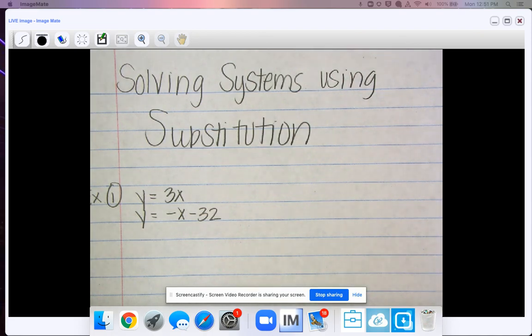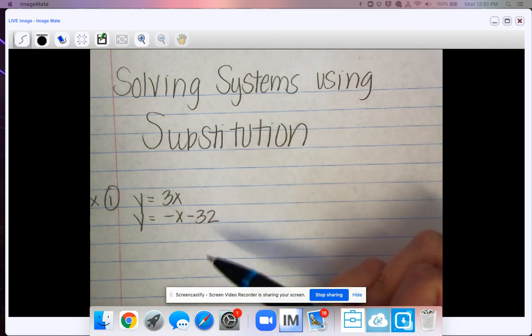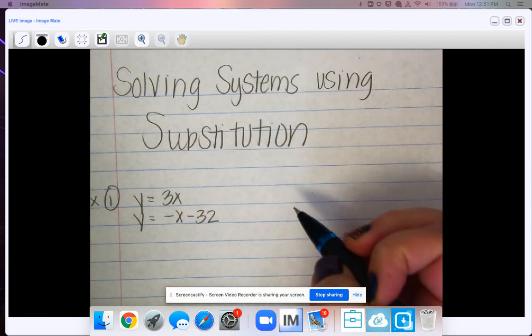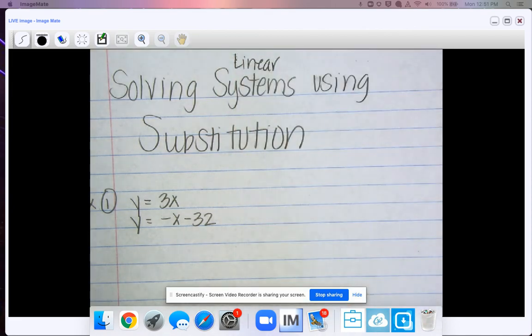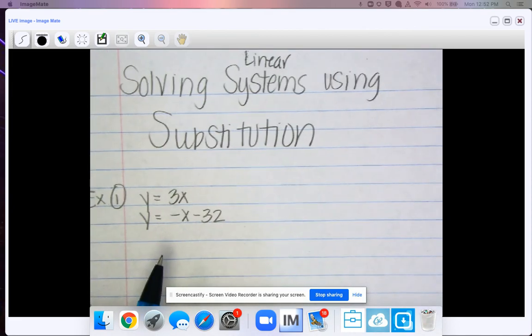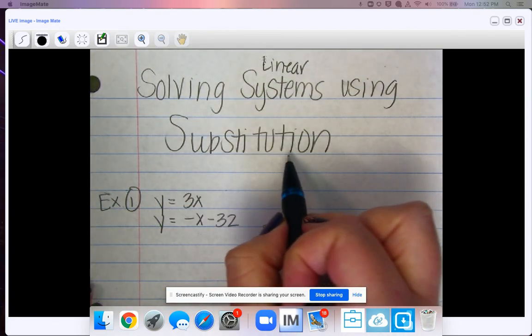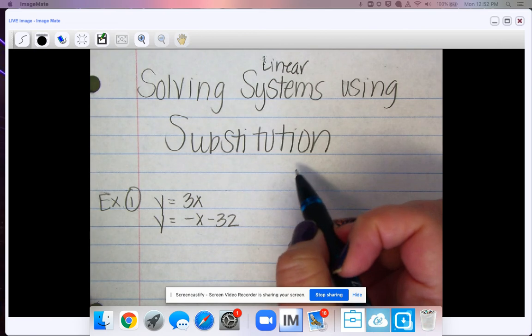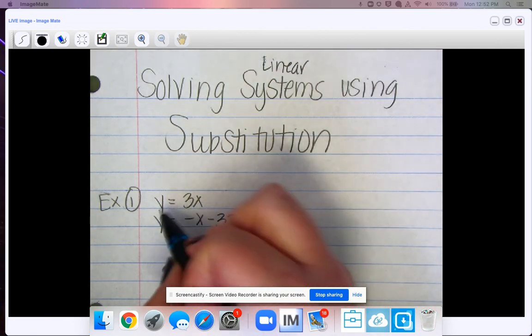All right, so we're going to look today at how to solve systems of equations using substitution. And these are all linear systems, meaning that they are equations that will create straight lines. So when we're using substitution, basically we are substituting an expression in for one of the variables. And so our variables are x and y.